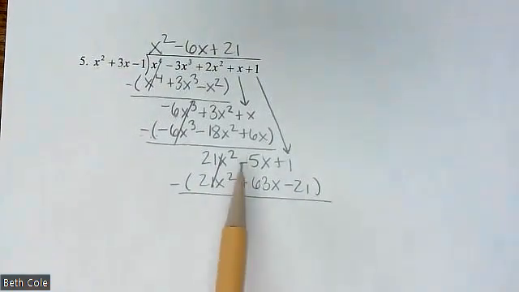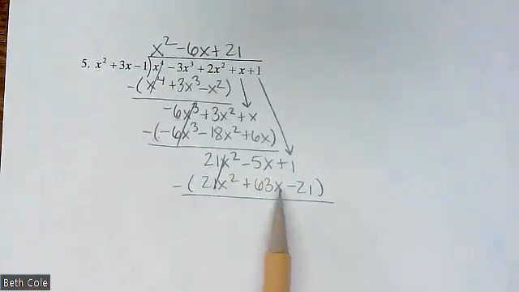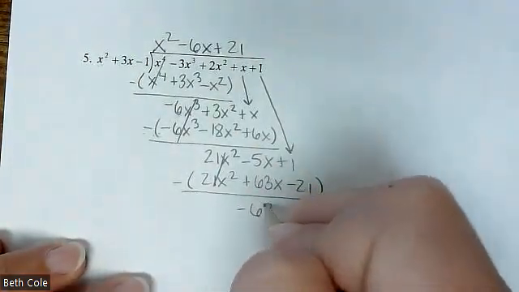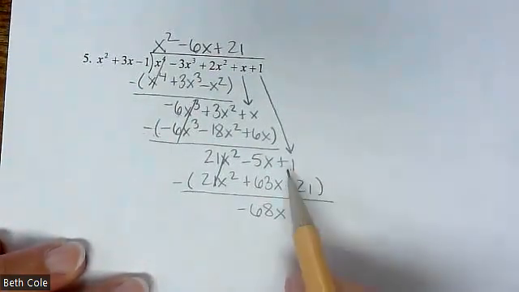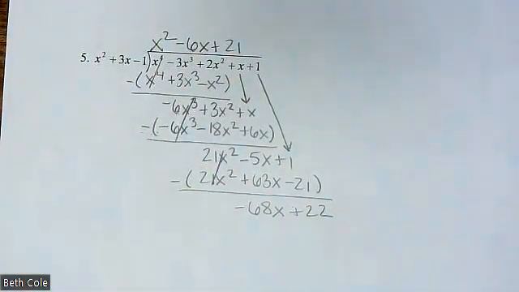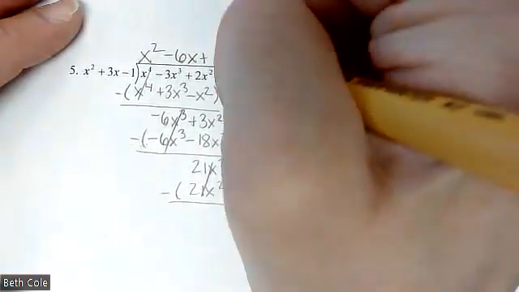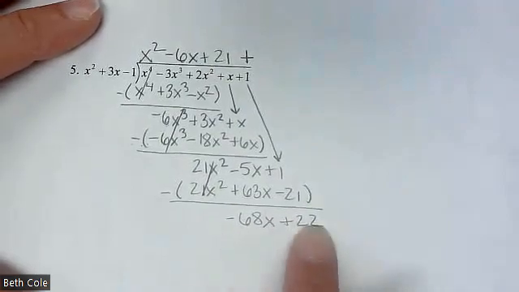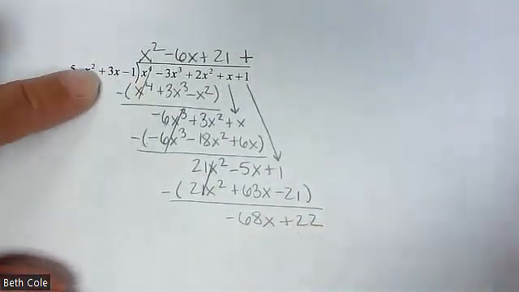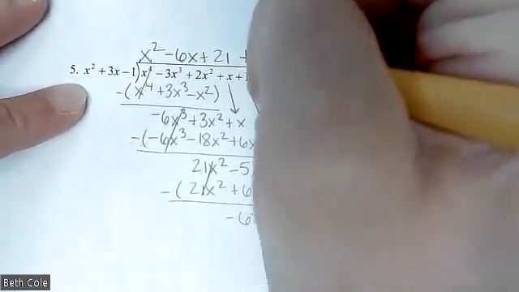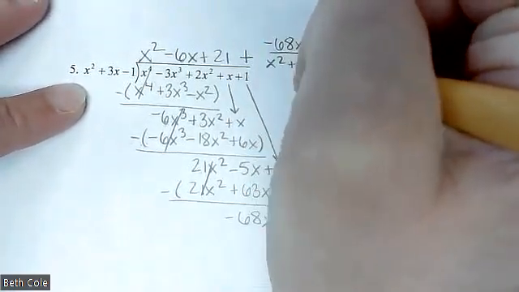Remember, you're subtracting. So it's -5 minus 63. So that'll be -68x. And this will be 1 plus 21. So plus 22. Again, it doesn't matter what that is. You don't have to do any more work. You just have to tack it on at the end. So you always put plus, and it's going to be this over the divisor. So -68x plus 22 over x squared plus 3x minus 1.